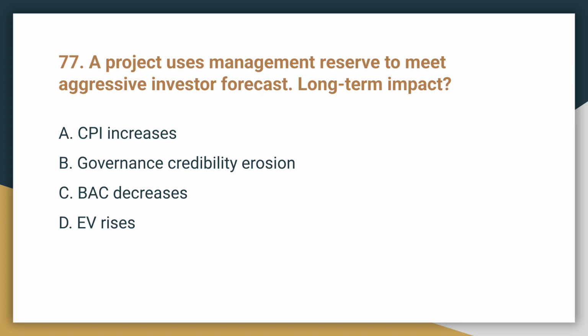Question 77. A project uses management reserve to meet an aggressive investor forecast. What is the long-term impact? The long-term impact is governance credibility erosion. Using the management reserve to simply meet an aggressive forecast rather than address known risks erodes trust in governance.